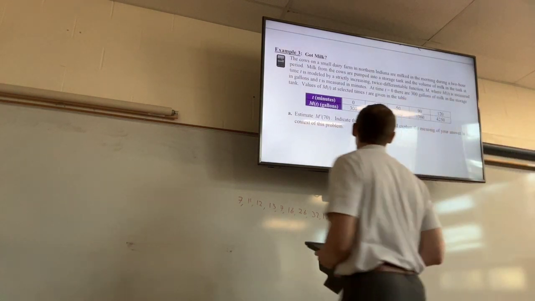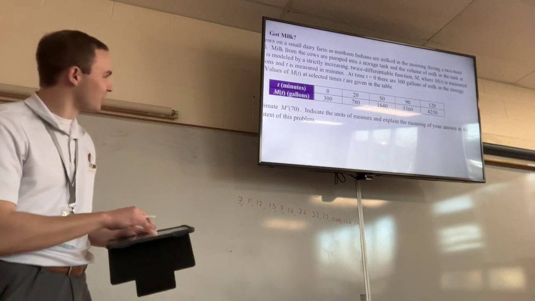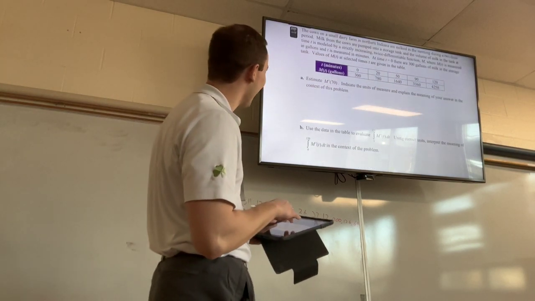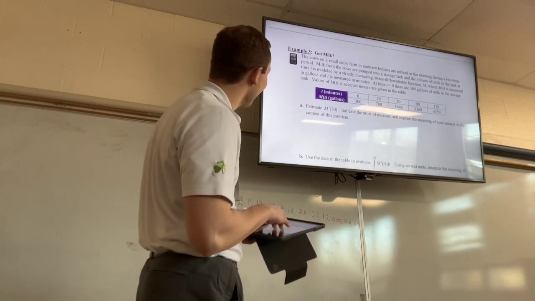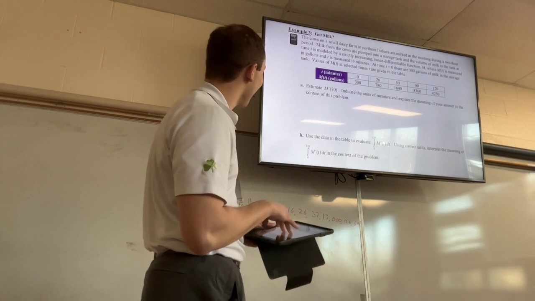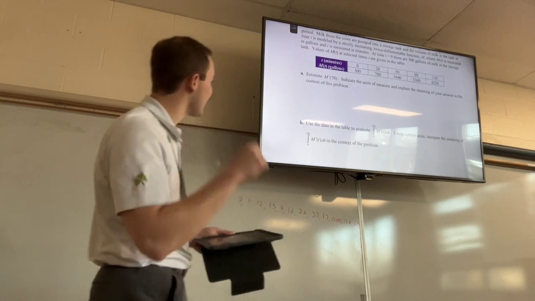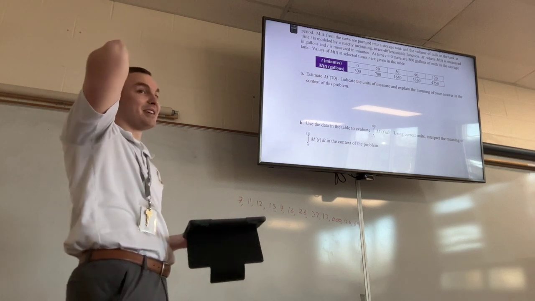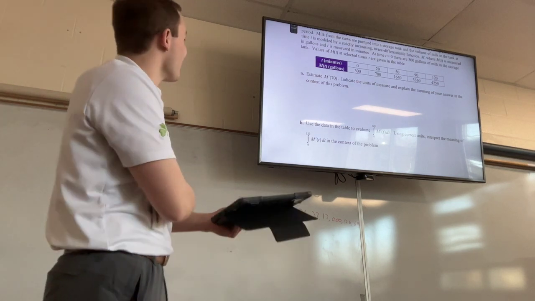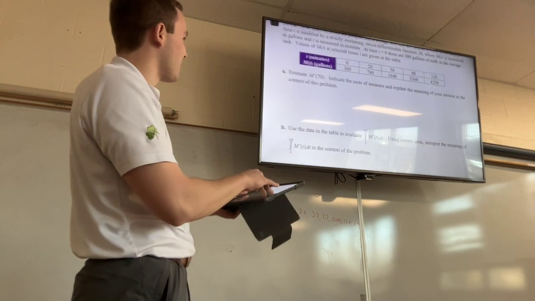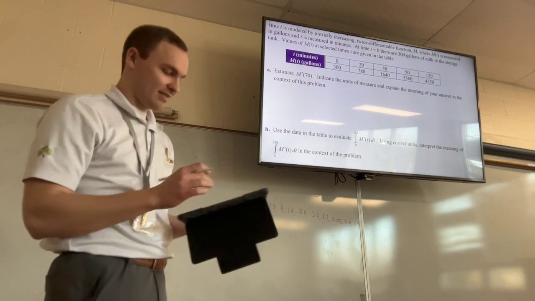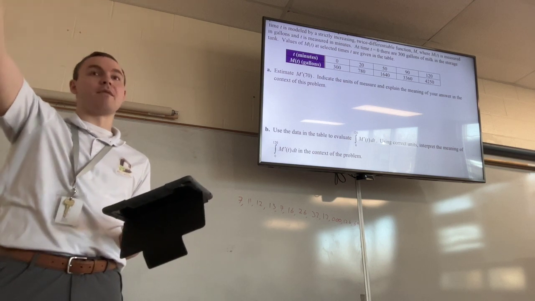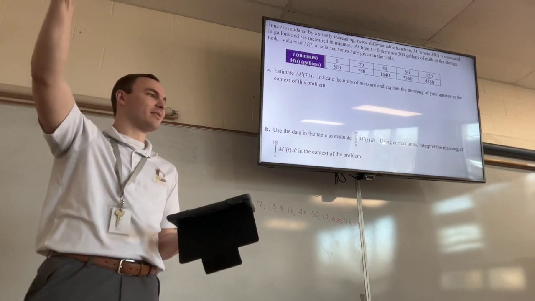All right, so the cows get milked in the morning. Milk from the cows is pumped to a storage tank. Estimate M prime of 70. Indicate the units of measure and explain the meaning of your answer in the context of this problem. It's a great review problem. All right, how do we estimate M prime of 70? They want you to estimate a derivative. What do you do when they want you to estimate a derivative?